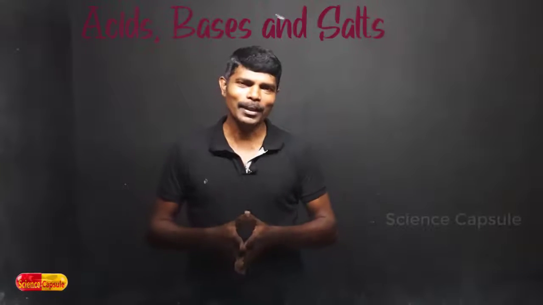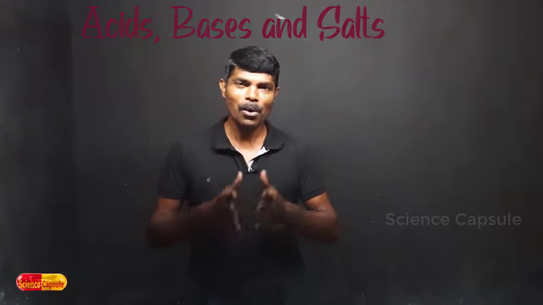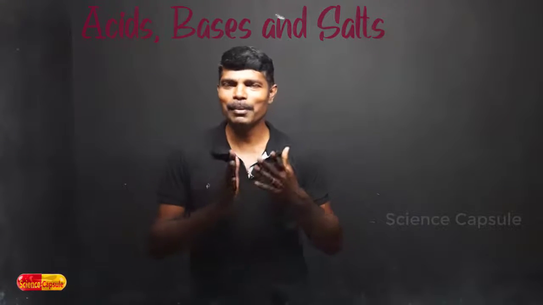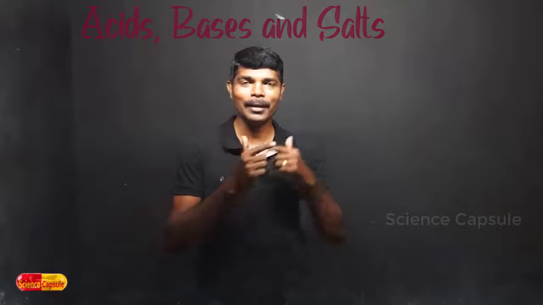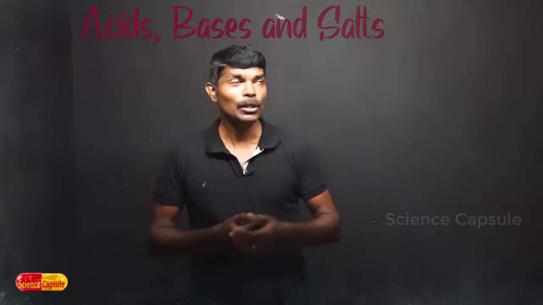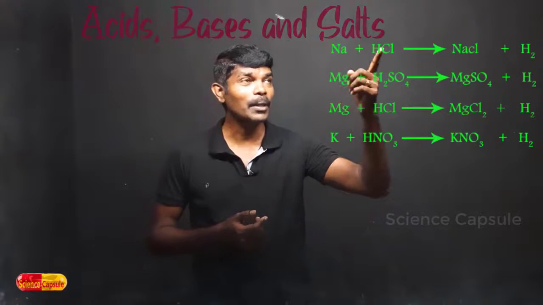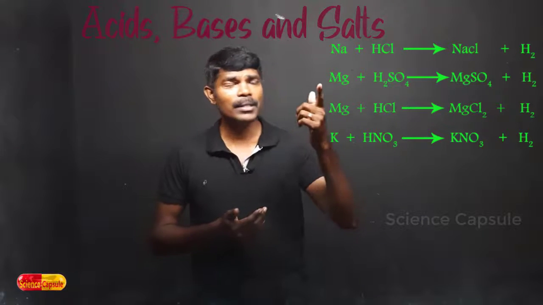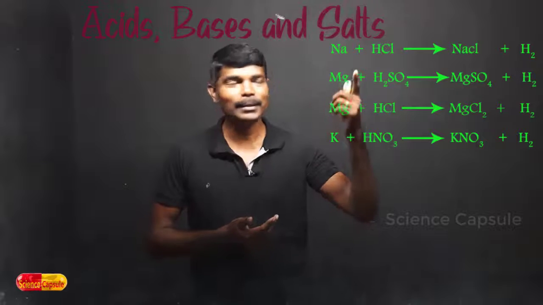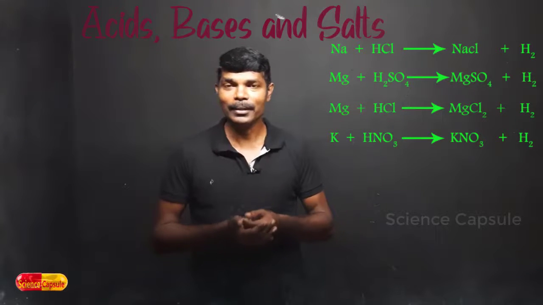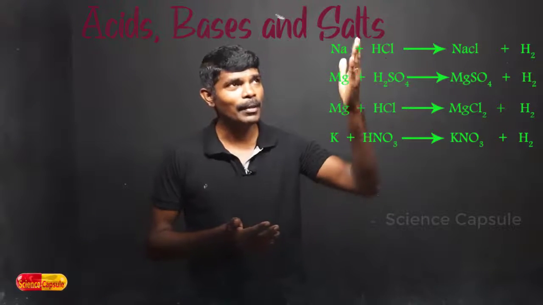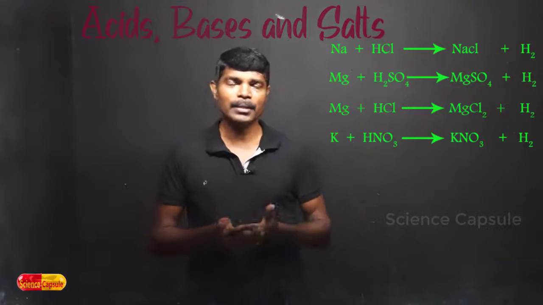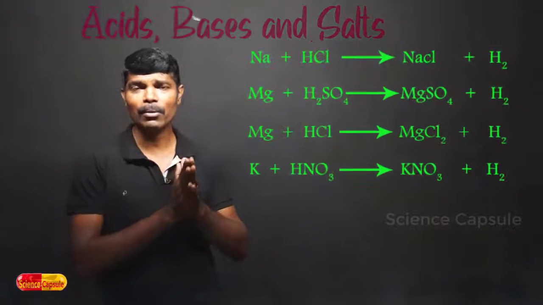Dear students, we have already learned the chemical properties. So we know that when a metal reacts with an acid, then what is produced? The corresponding metal salt and hydrogen gas is produced. So when sodium reacts with hydrochloric acid, we get sodium chloride and hydrogen gas. When magnesium reacts with sulfuric acid, then we get magnesium sulfate and hydrogen gas. So likewise, if we keep on reacting metals with any acid, then we get the corresponding metal salt and hydrogen gas.